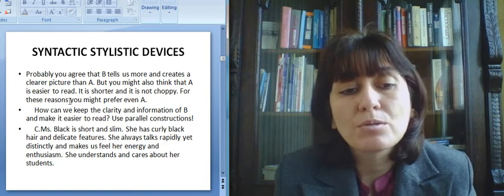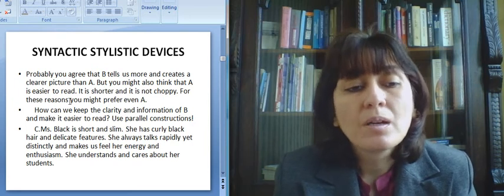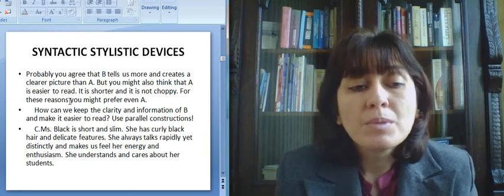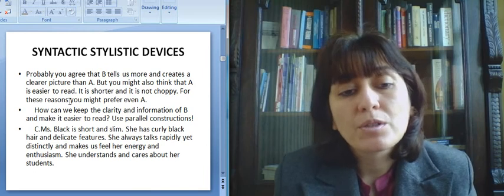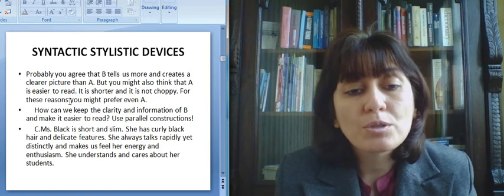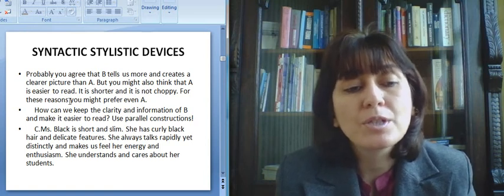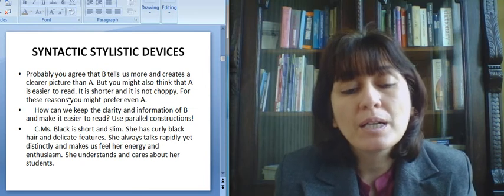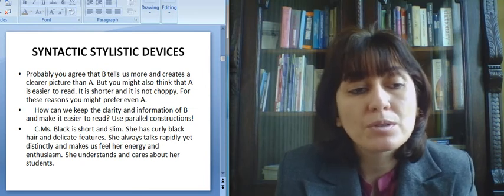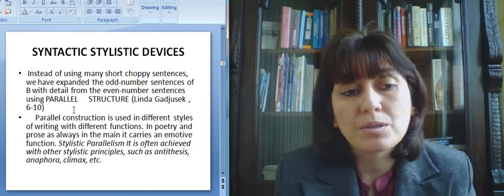So how can we keep the clarity and information of B and make it easier to read? Of course, we must use parallel constructions. And now let's have a look at it. Mrs. Black is short and slim. She has curly black hair and delicate features. She always talks rapidly, yet distinctly, and makes us feel her energy and enthusiasm. She understands and cares about her students.